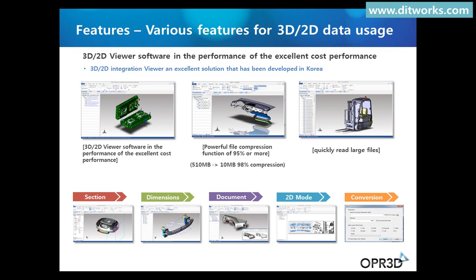The OPR3D can read and analyze a variety of 3D and 2D CAD data directly. It also includes the standard functions such as dimension, sectioning, axis functions, projection and 2D functions.